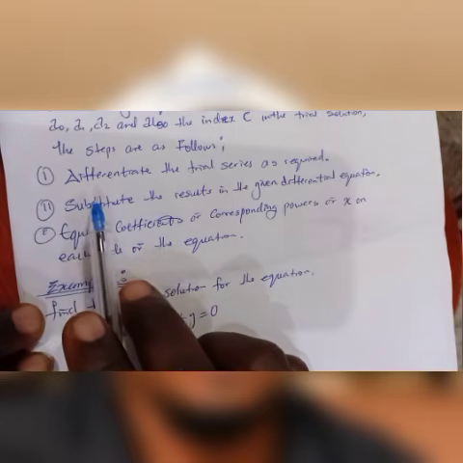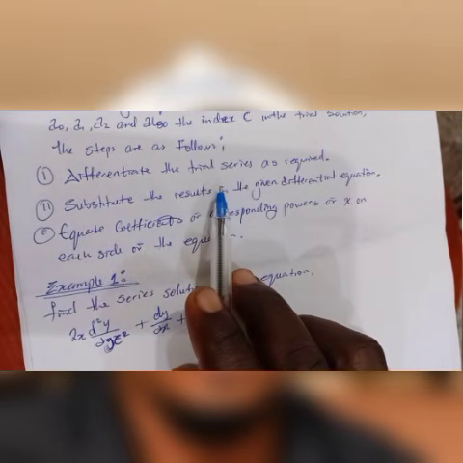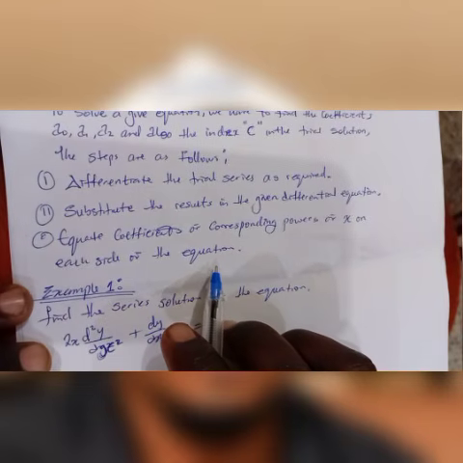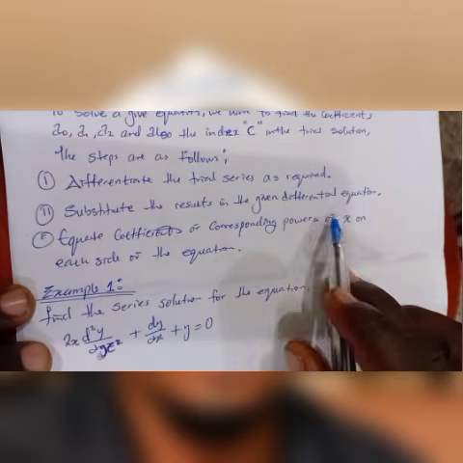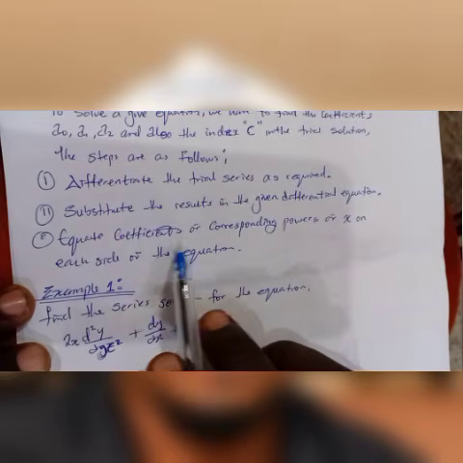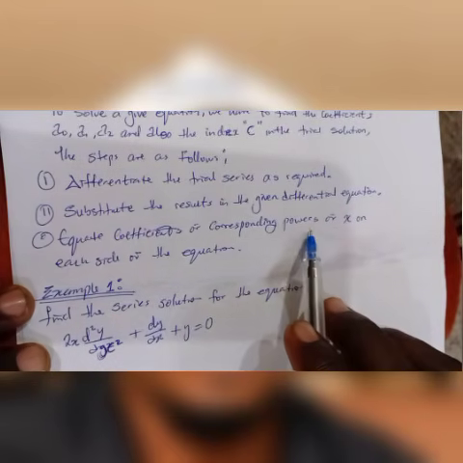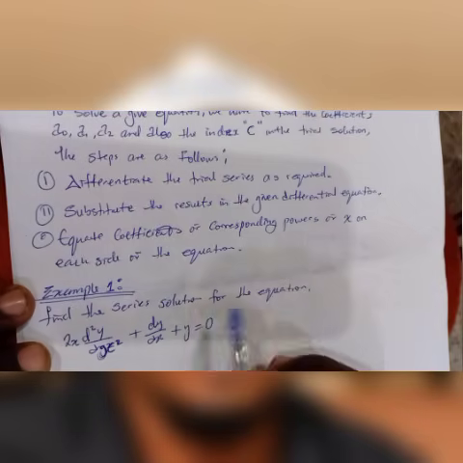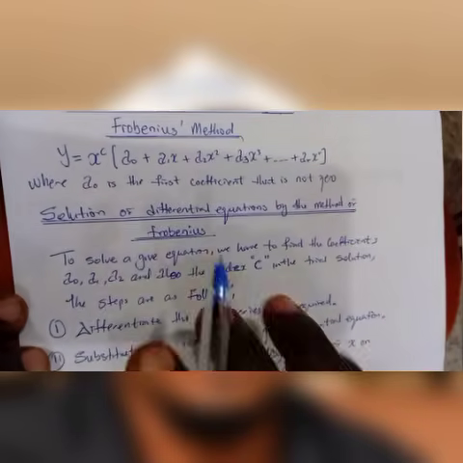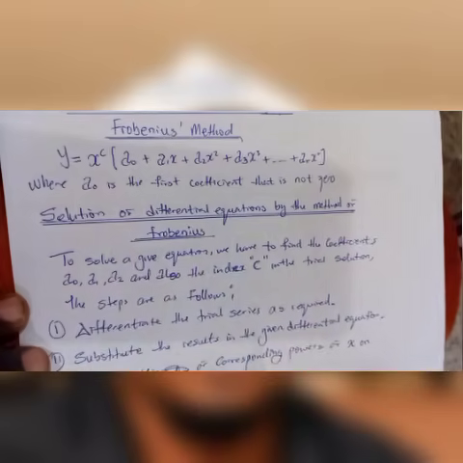The first one is to differentiate the trial series as required. The second is to substitute the series in the given differential equation. And the third is to equate the coefficients of the corresponding power of x on each side of the equation. So this equation here is our trial series.